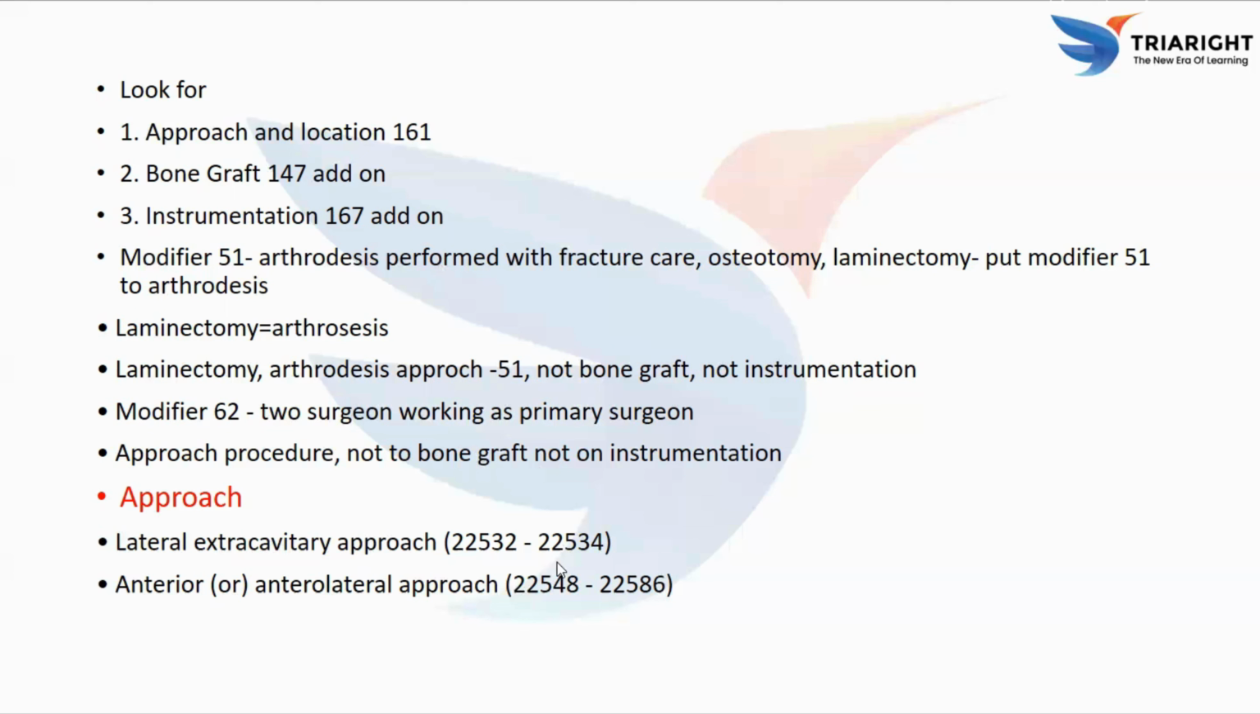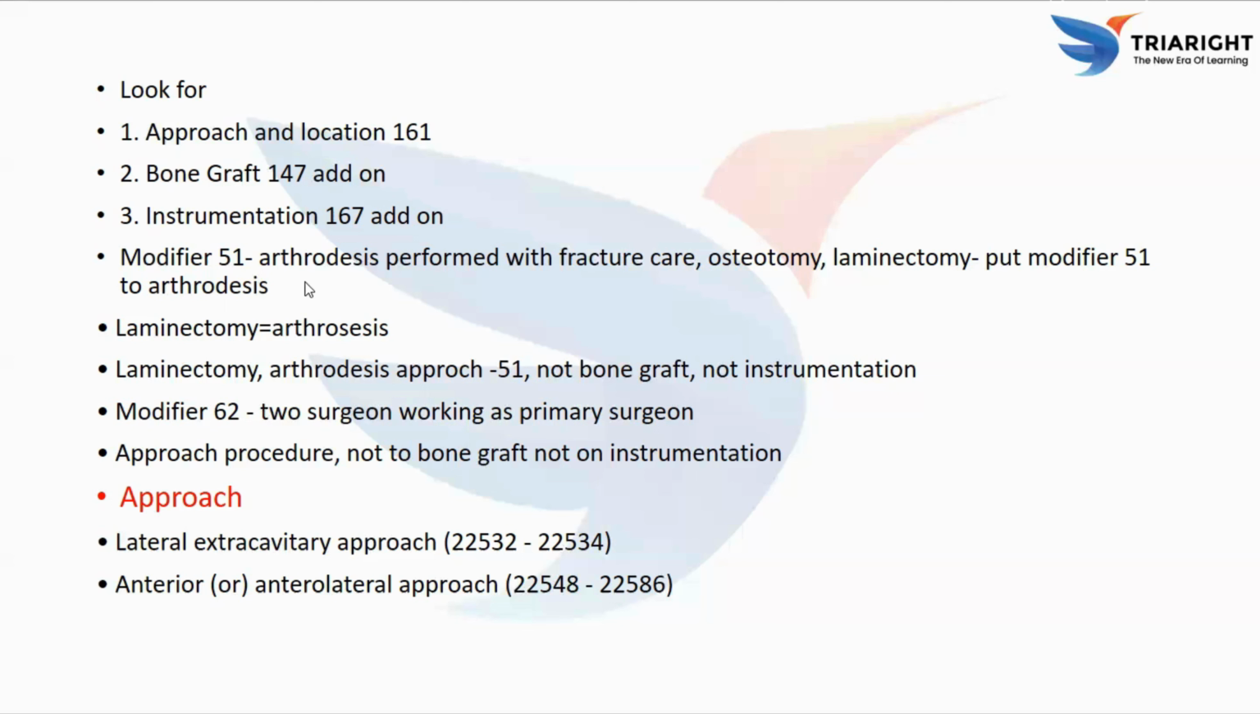And coming to modifier 62, two surgeons. So when to use modifier 62? When there are two surgeons both working as primary surgeons and each surgeon performs a distinct part of the procedure. This is very common in complex spine fusions, combined anterior plus posterior approaches. So always append modifier 62 to each applicable CPT code.